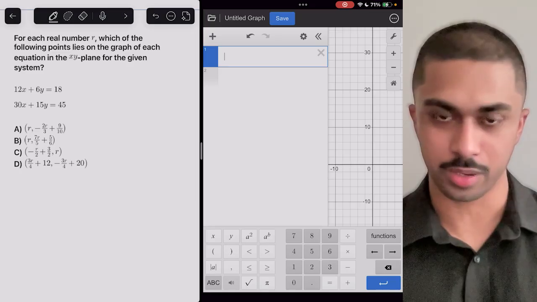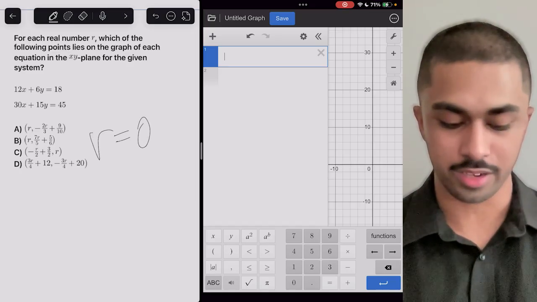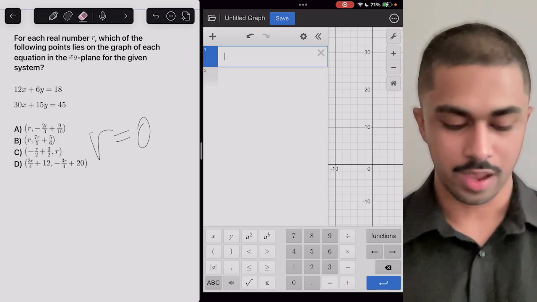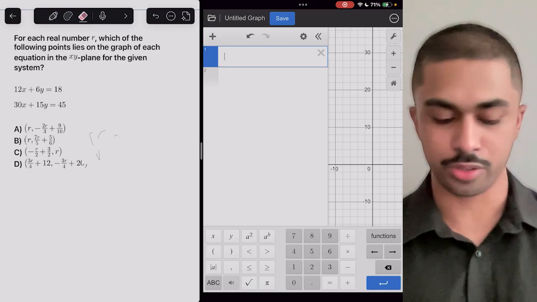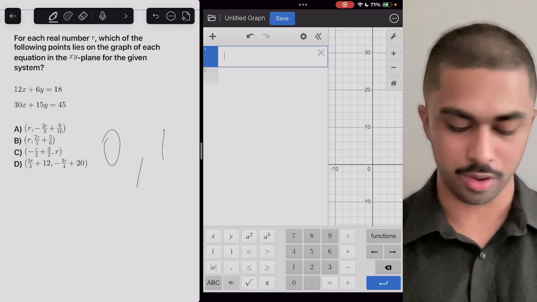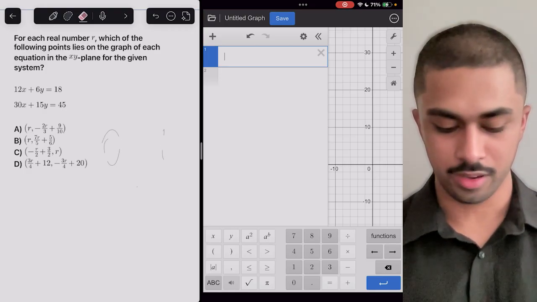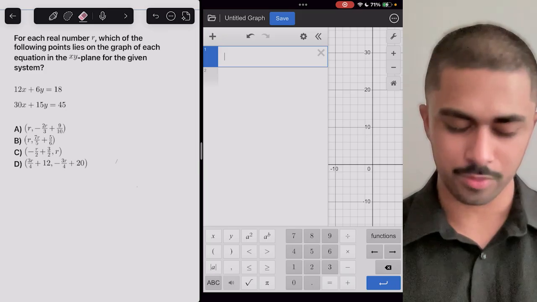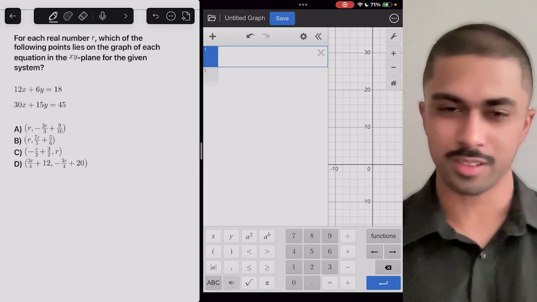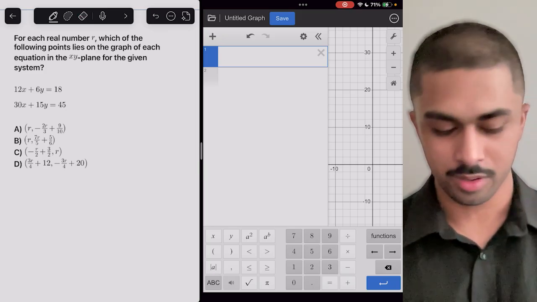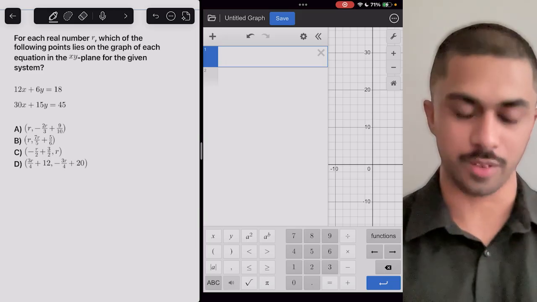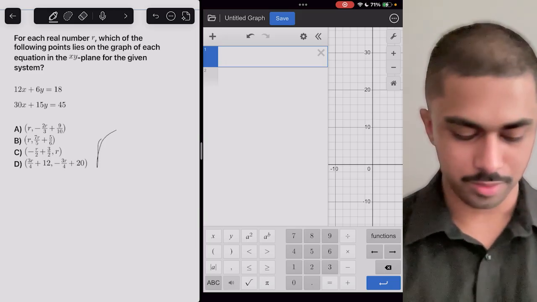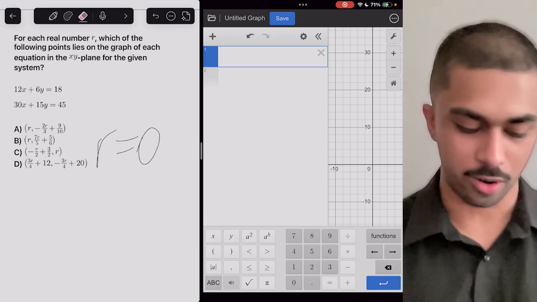Here is the fastest way to do this. You just plug in 0 for R. I know typically tutors will say, don't plug in 0, don't plug in 1. For this question, it's totally fine. I totally get that for some very small cases, like don't plug in 0, don't plug in 1. But this question is fine. Only plug in 0 for now.